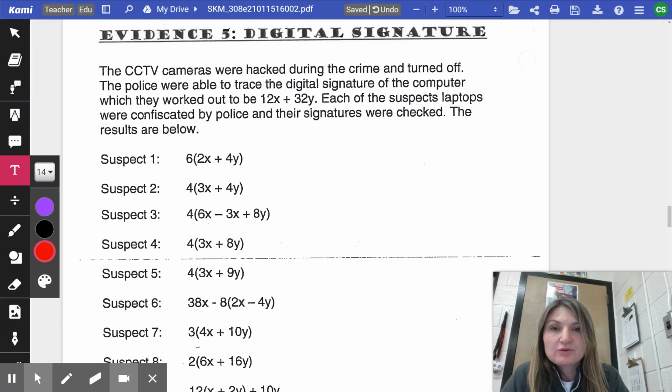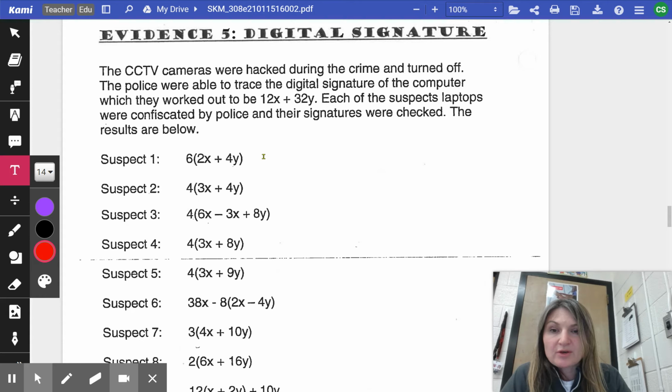Evidence 5, digital signature. Cameras are hacked during the crime and turned off. The police are able to trace the digital signature of the computer, which they worked out to be 12x plus 32y. Each suspect's laptops are confiscated by the police. Their signatures are checked. Here are the results.